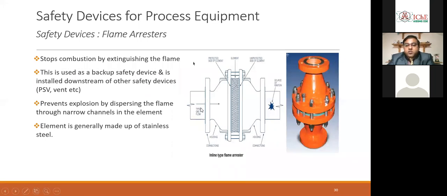Whenever there is a typical gas flow from this direction and the source of ignition, the flame, travels here, it just dissipates the flame and reduces the temperature, and hence takes out the possibility of fire, because in the fire triangle you need temperature, fuel and air. Out of that triangle, it takes out the element of temperature. So that's how it protects.